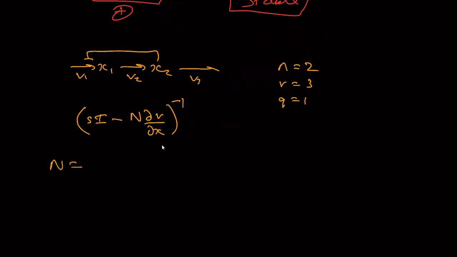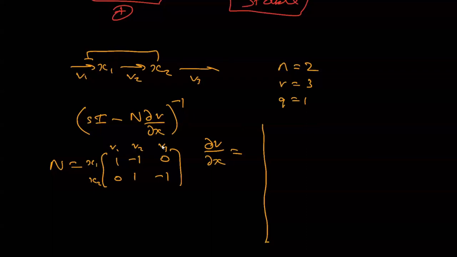So what is n? N is 1 minus 1, 0, 0, 1 minus 1. Okay. So that's x1, x2, v1, v2, v3. Okay. dv dx equals, so r is 3, and then there's two of them, so this has to be a 3 by 2. So we've got dv1 dx1. I think what I'll do is I'll set these to 0 where they apply. Okay, so v1, I'm going to assume irreversibility on these things.